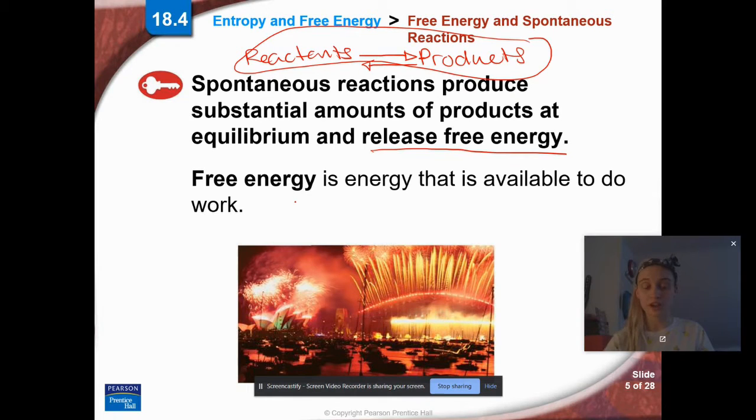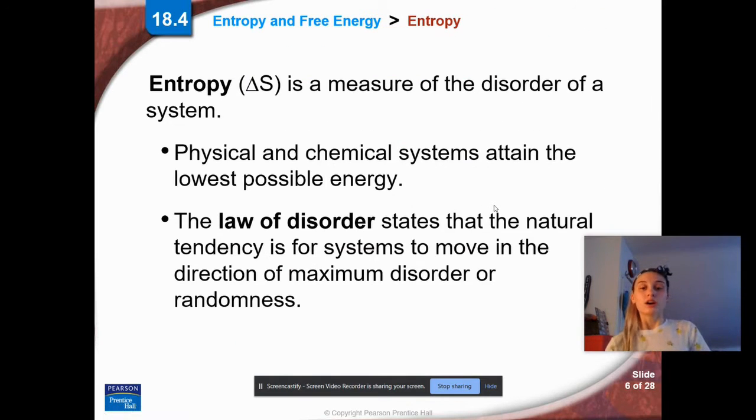And so that's why free energy is beneficial. Okay, so now we're going to get to entropy, not enthalpy, which is delta H. Just remember that. It's different. So entropy is a measure of the disorder of a system.